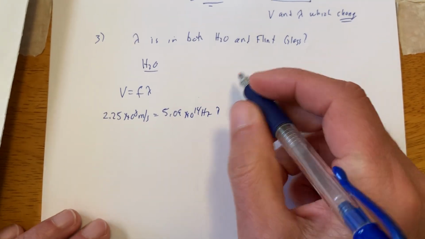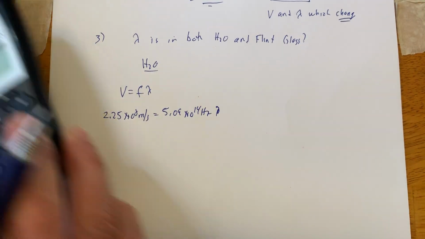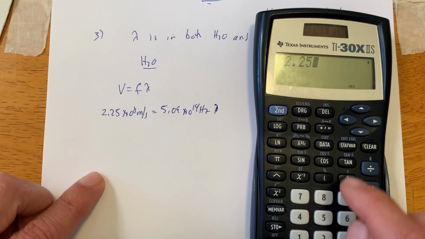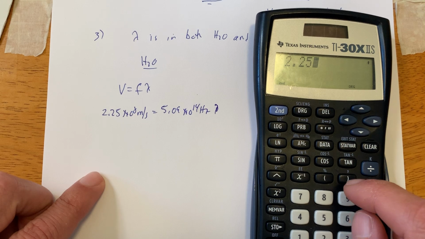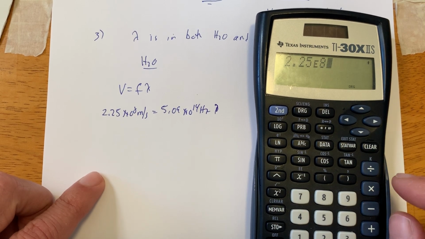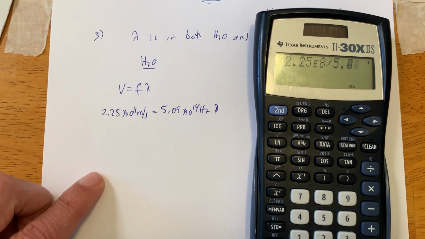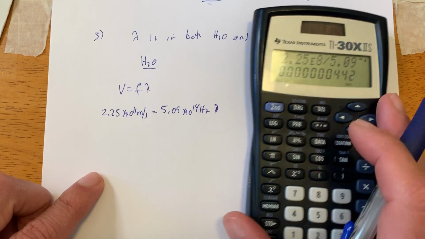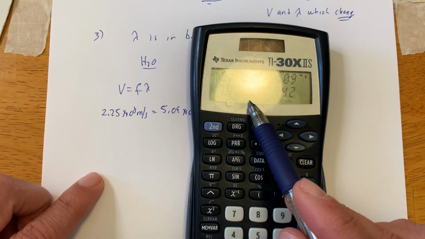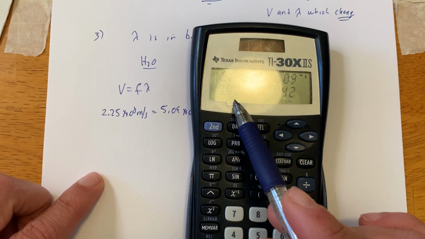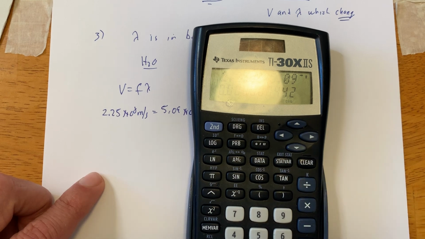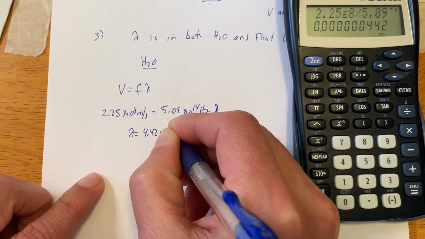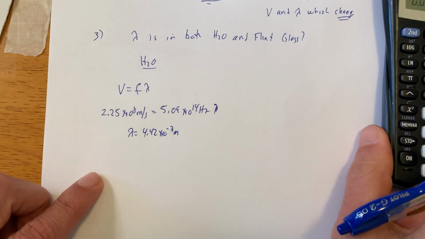So what's the wavelength? That's the wavelength symbol right there. Not a very good one. But what's my wavelength? All right, so I'm going to take 2.25 E 8, and I'm going to divide that by 5.09 E 14. And I'm going to get another small number: 1, 2, 3, 4, 5, 6, 7. So my wavelength right here is 4.42 times 10 to the minus 7 meters.